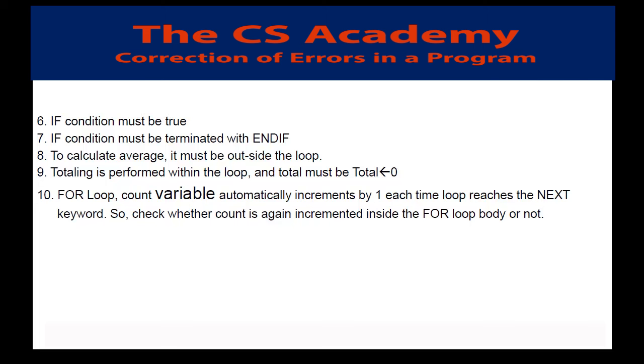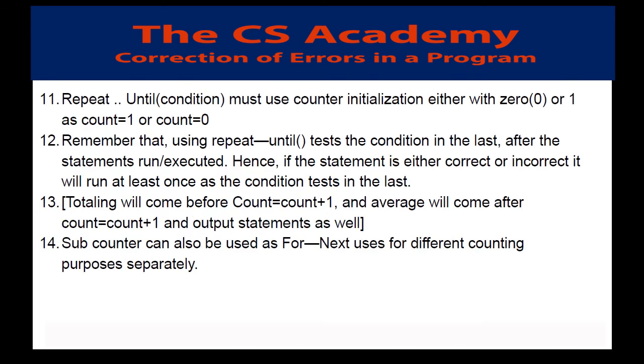And then point number nine is totaling is performed within the loop and total must be set to 0. If you're using a for loop, then the for loop count variable automatically increments by 1 each time the loop reaches the next keyword. So check whether count is again incremented inside the for loop body or not. Or if you place any sub counter within the for loop which is already set to some definite value, that means it will run for 100 times.